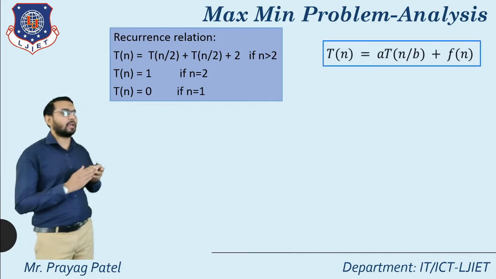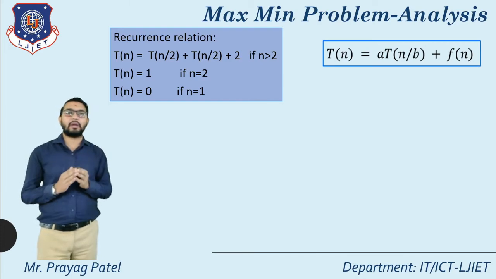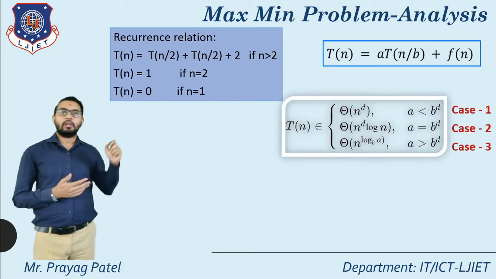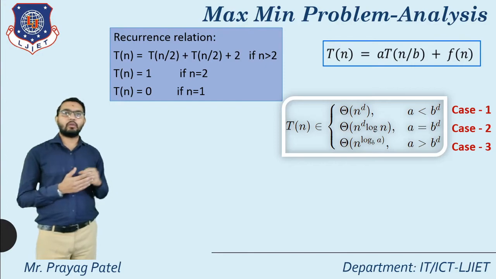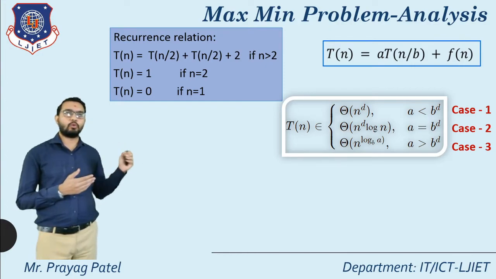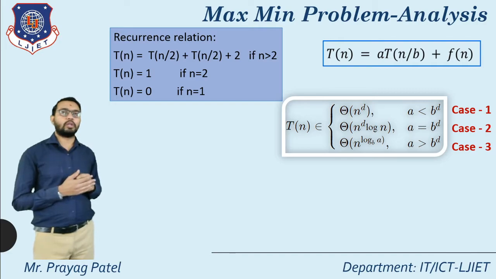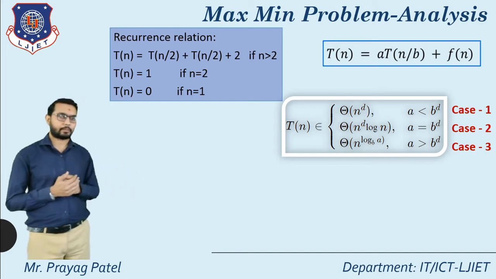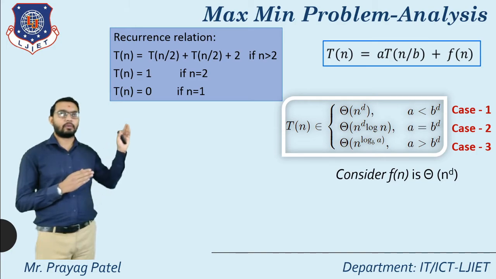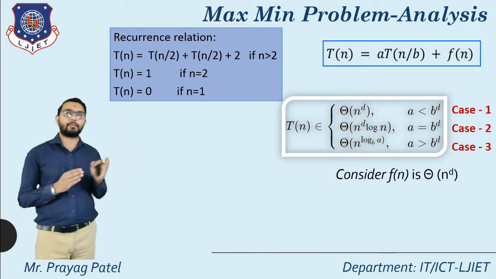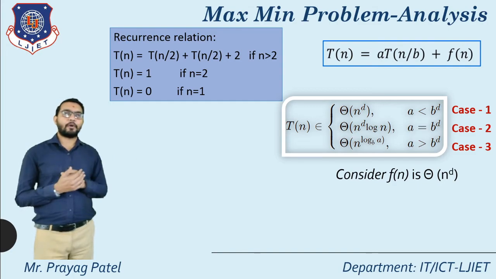Now consider the master's method equation T of n equal to a T of n by b plus f of n. Now consider the equation of the master's method: T of n equal to theta n raised to d if a is less than b raised to d, case 1. T of n equal to theta n raised to d log n if a equal to b raised to d, case number 2. And T of n equal to theta n raised to log a base b if a is greater than b raised to d, case number 3. So according to these three cases, find the final values of a, b and d and find the appropriate case.